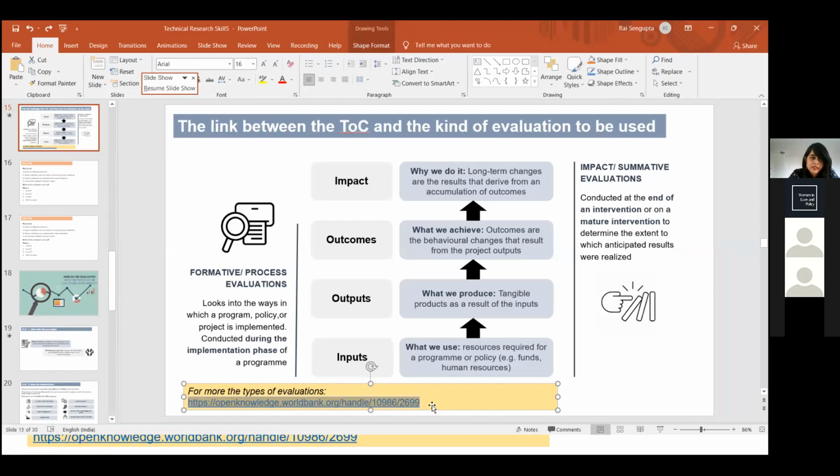So this is a lovely document that has been put together by the World Bank, and it is very useful to understand evaluation methods. So you all can have a look. Oh, no, wait, I need to send it to everybody. Yes. All right.